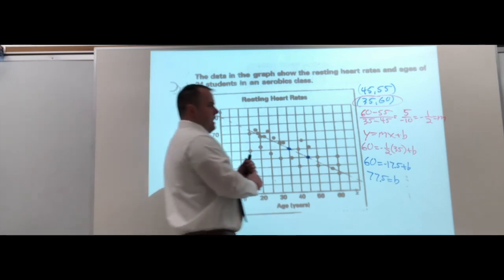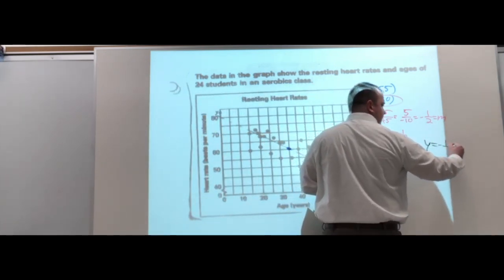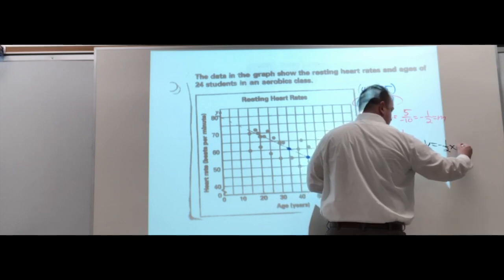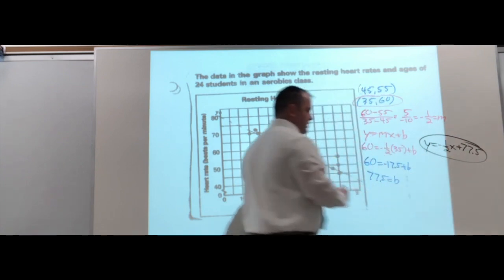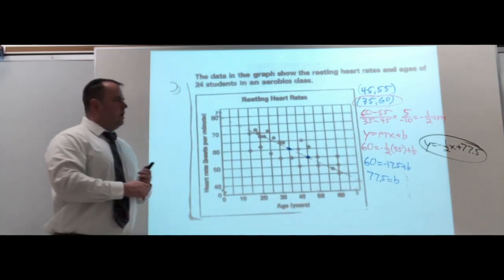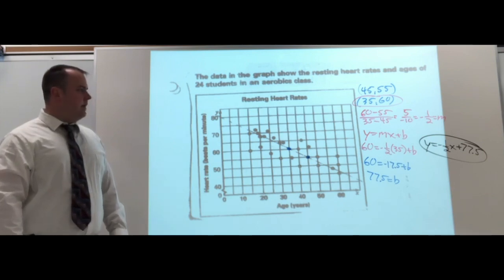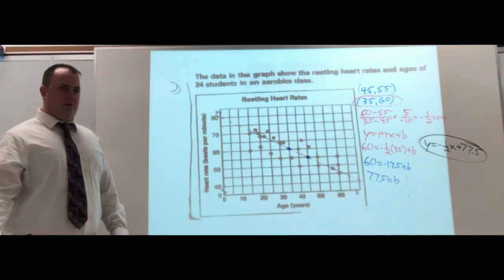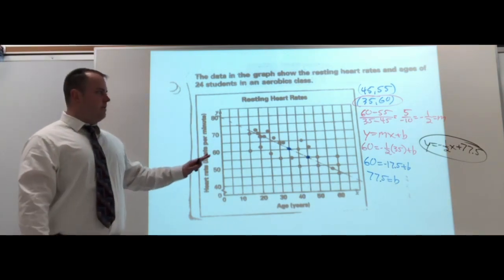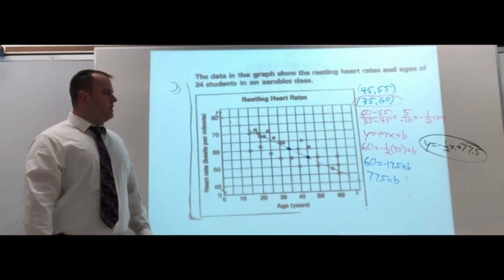And our equation then, y equals negative 1/2 x plus 77.5. Okay, so that would be our equation for the regression line. Okay, and then we're going to use that equation a little more in section 2.6 to make predictions. Right now, I just want to make sure we can find the equation by hand, knowing the steps.